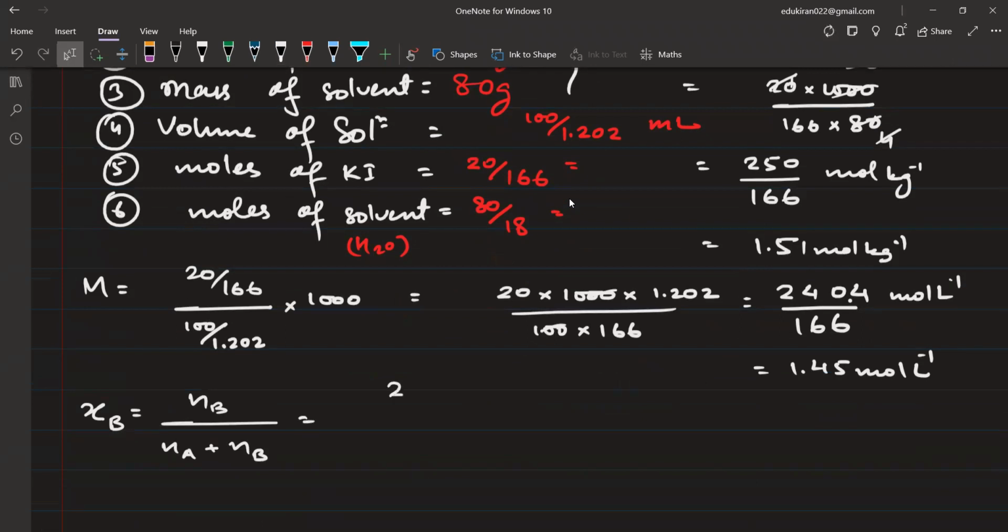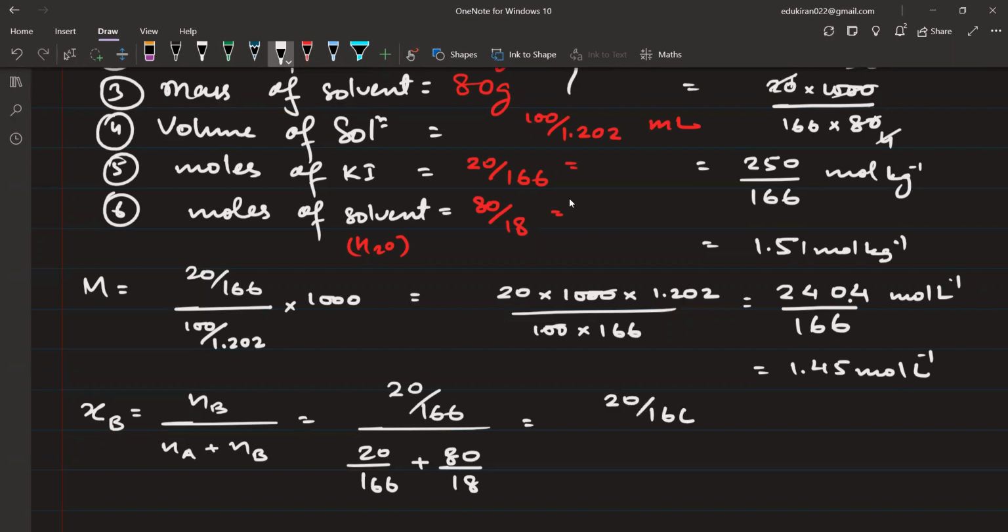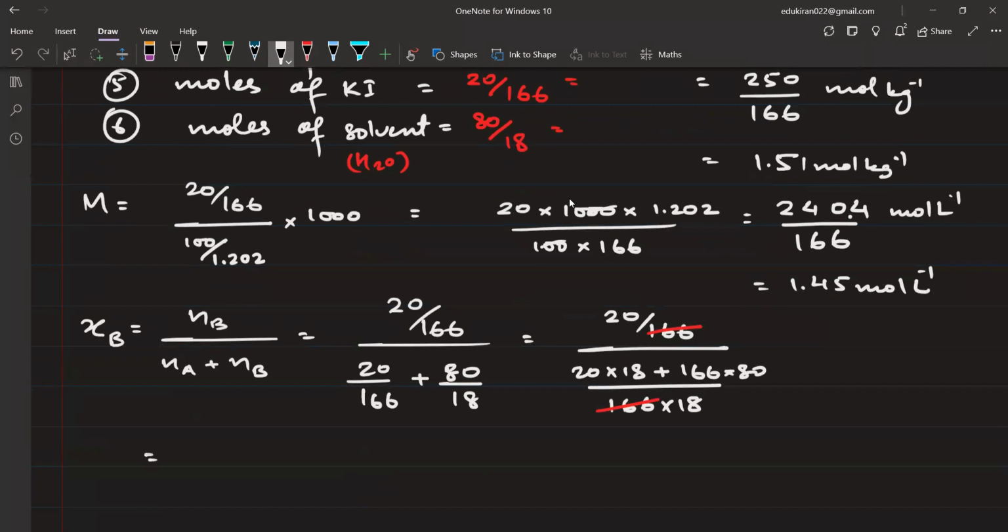Mole fraction of solute is 20 upon 166 divided by 20 upon 166 plus 80 upon 18. This will be equal to 20 upon 166 divided by 20 into 18 plus 166 into 18, divided by 166 into 18. Now 166 and 166 will cancel each other out and 18 will go above, so you get 20 into 18 divided by 20 into 18 plus 166 into 80.